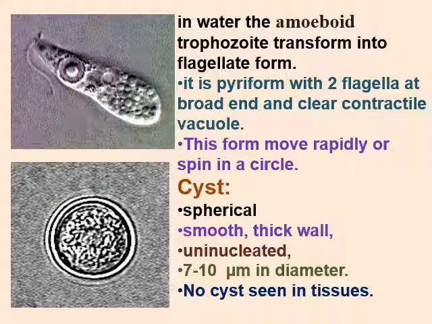The second picture is for the cyst. It is spherical, smooth, thick-walled, and uninucleated. It measures 7 to 10 micron. No cyst is seen in tissue.